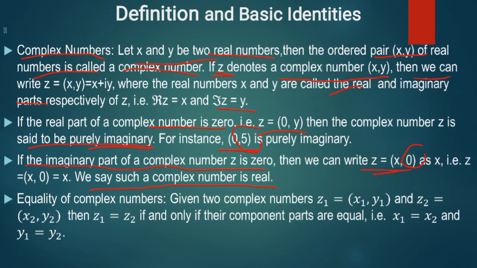The next thing you need to know is what we call equality of complex numbers. So you have two complex numbers, z1 and z2. You can see we denoted them differently; the entries are different. They are said to be equal, that is z1 equal to z2, if and only if their component parts are equal. That is, x1 equal to x2 and y1 equal to y2. That's when they are said to be equal.